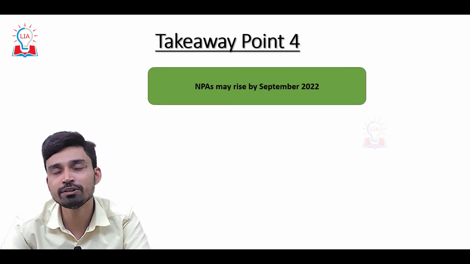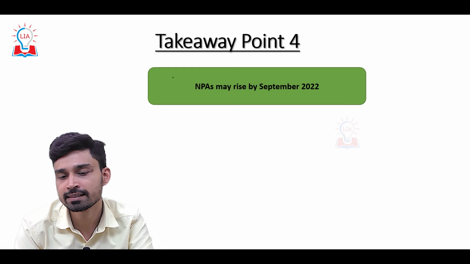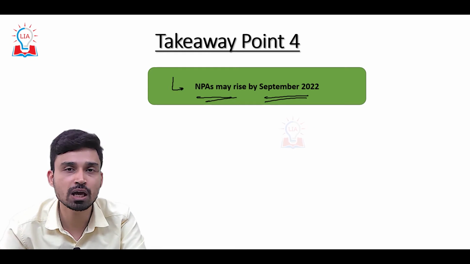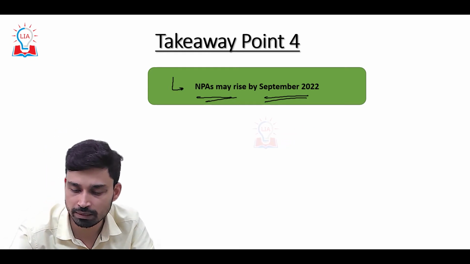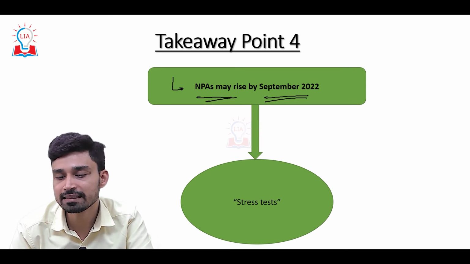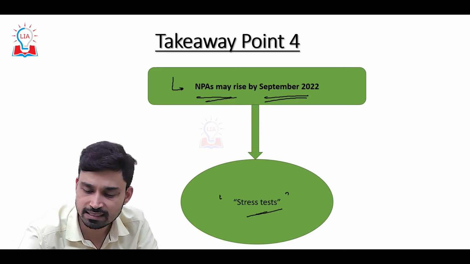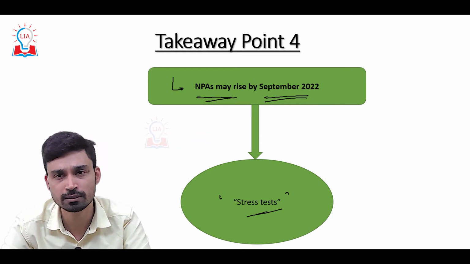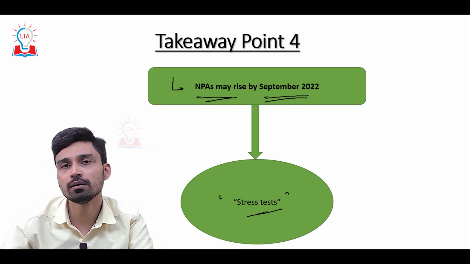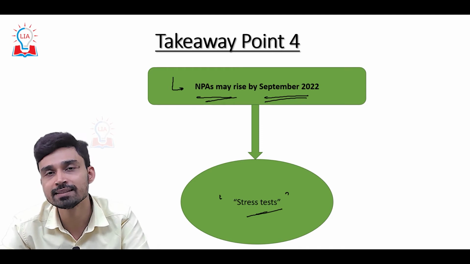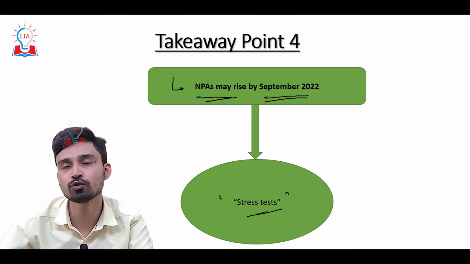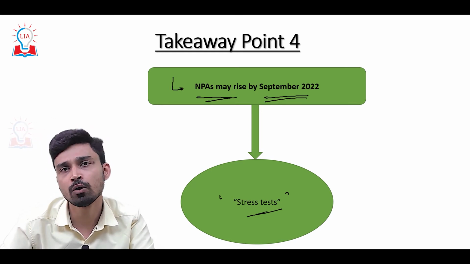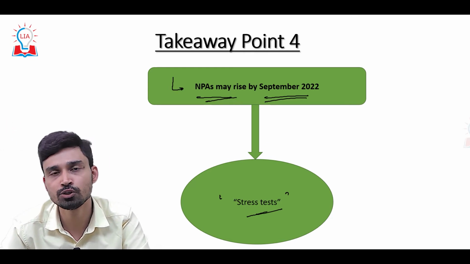The fourth takeaway point, which is very important, is that RBI has said that NPAs by September 2022 may see a sharp uptick for both private sector and public sector banks. To understand this, they did a stress test. A stress test is done by RBI to understand the vulnerability of banking and financial institutions. They include adverse economic scenarios and try to understand, in case of worse scenarios or better scenarios, how different indicators related to growth and financial institutions will react.